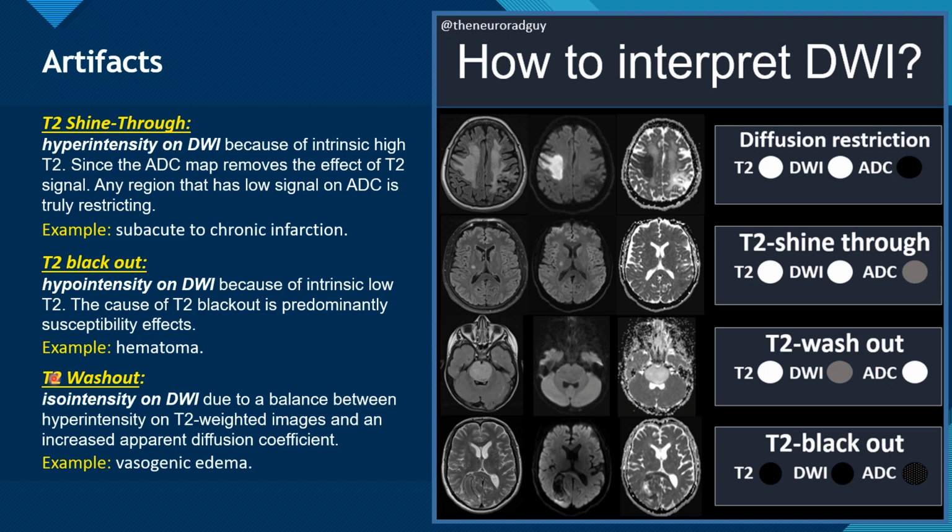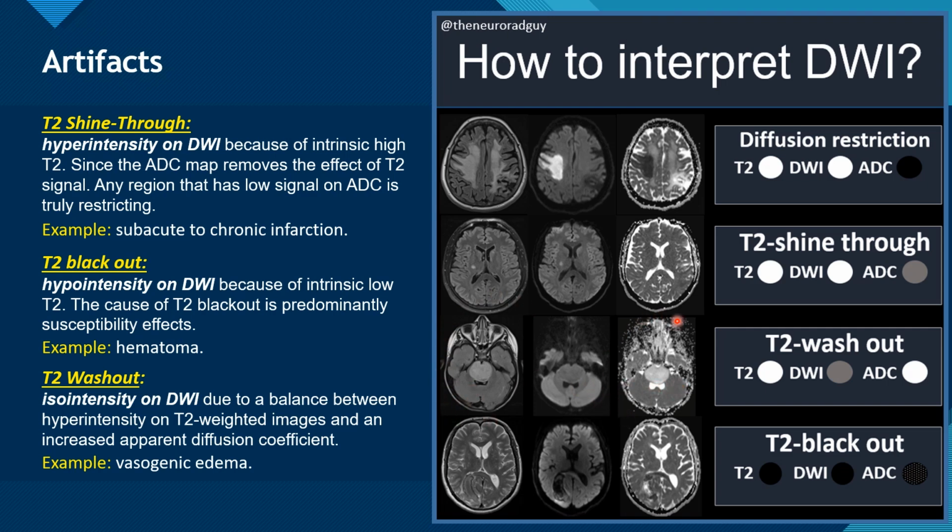So the last one, which may occur in some cases, is the T2 washout. What does T2 washout mean? It means that we will see an iso-intense signal on DWI, neither restricted, high, nor facilitated, low, on B-weighted 1000 images. Why does this occur? This occurs due to some balance or equilibrium between T2 weighted images and ADC maps.